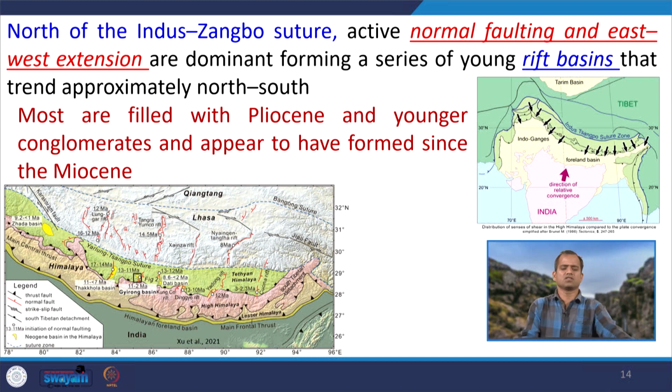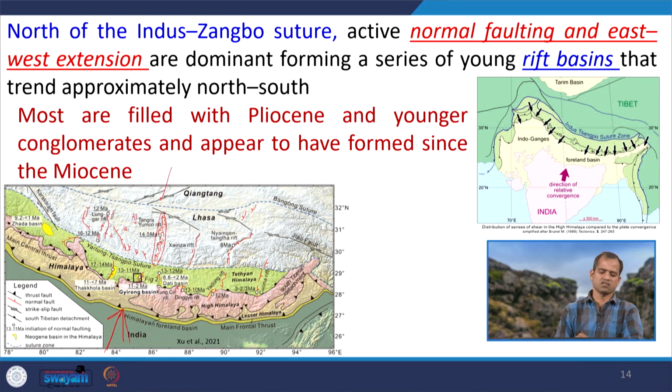And north of this Indus-Tsangpo suture zone, active normal faulting and east-west extension was there. Very clearly you can see these are the newly formed rift basins. And this is a compressional zone, because the Indian plate is moving in this way, and this is the Eurasian plate which is converging here. So, this is the compressional zone. Once there is compression, there will be extension perpendicular to it.